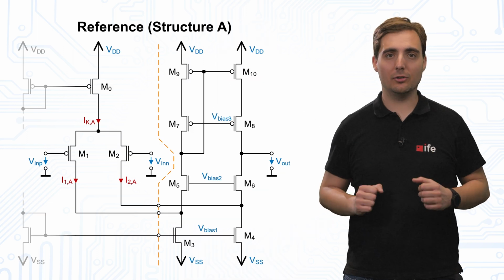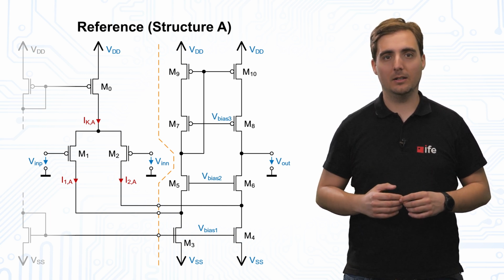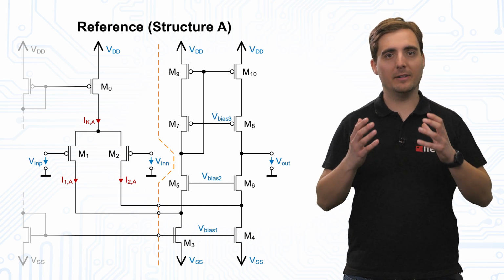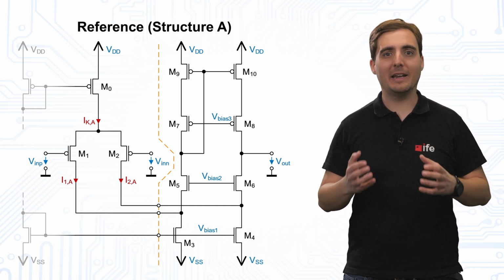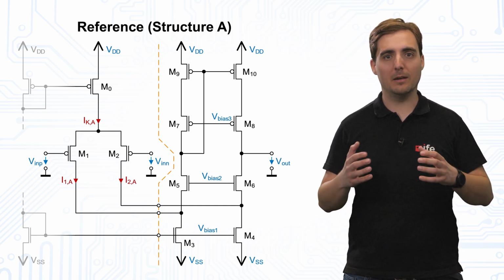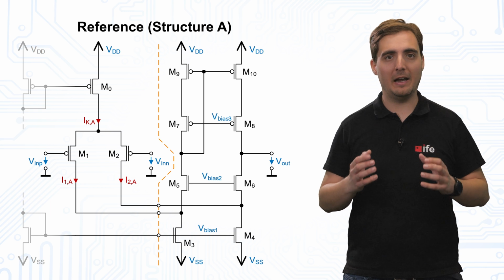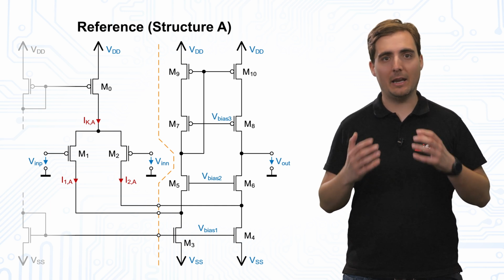For our investigations, we are starting with a simple folded cascode amplifier. We designed this amplifier to have a differential mode gain of about 80 dB and a gain bandwidth product of about 10 MHz. All circuits are implemented in a 0.35 micrometer CMOS technology.